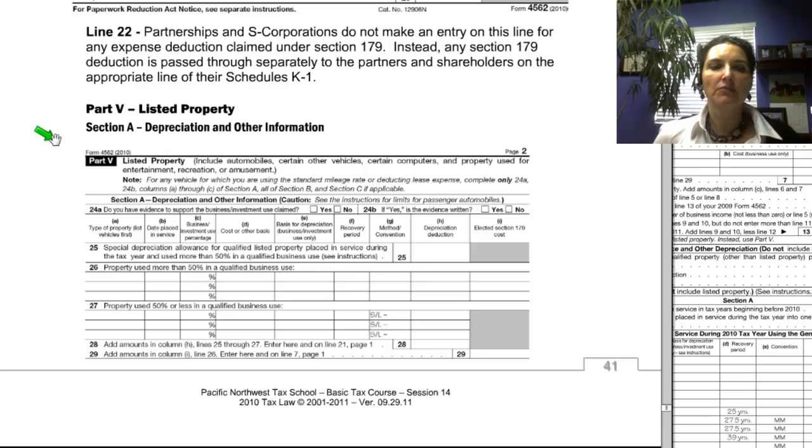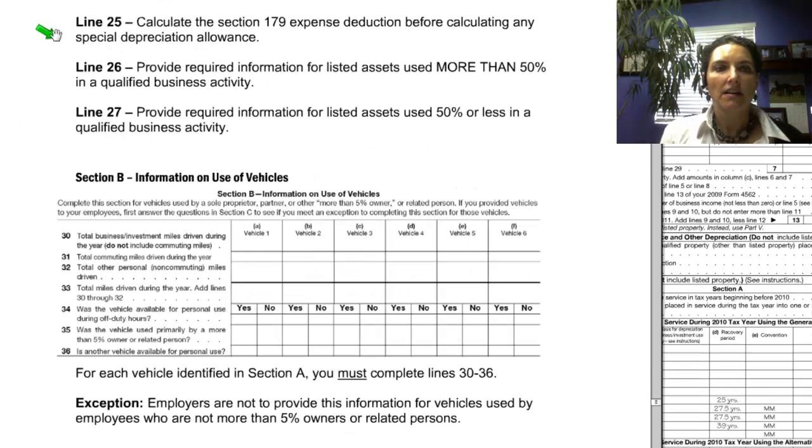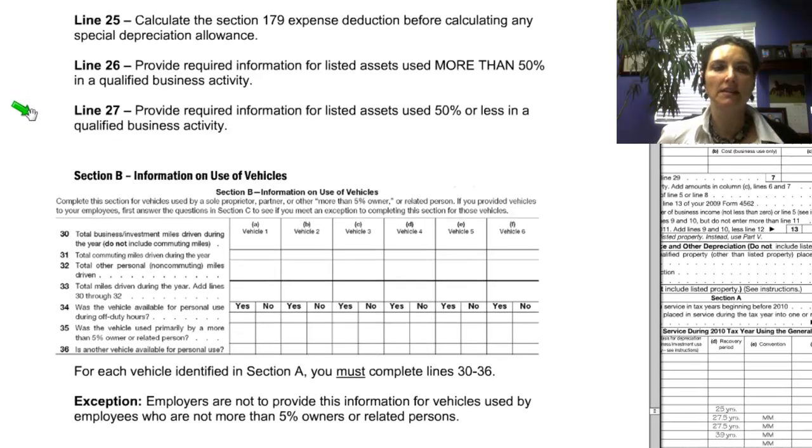Part 5, Listed Property, Section A. On line 25, calculate the Section 179 expense deduction before calculating any special depreciation allowance. Line 26, provide required information for listed assets used more than 50% in a qualified business activity. Line 27, provide required information for assets used 50% or less in a qualified business activity.